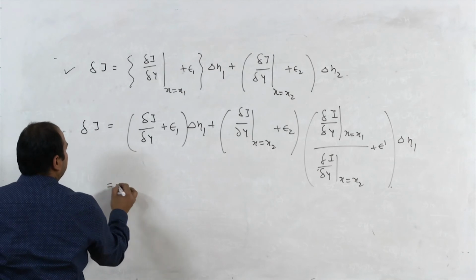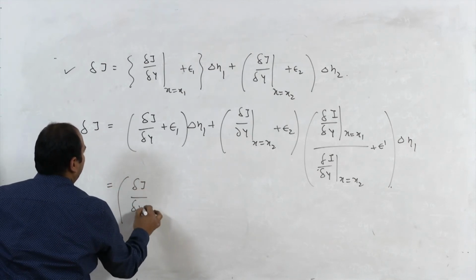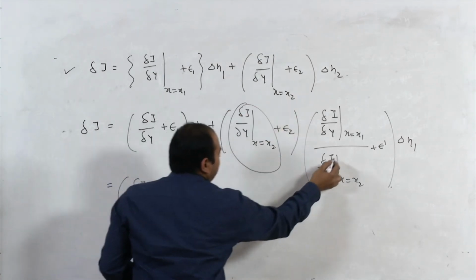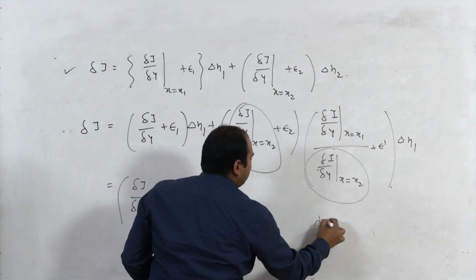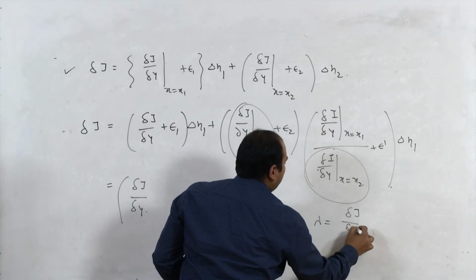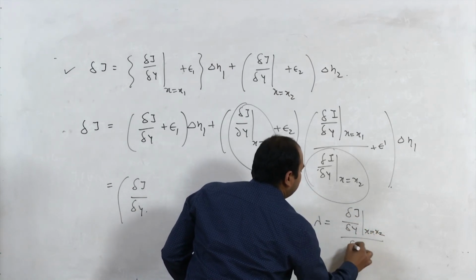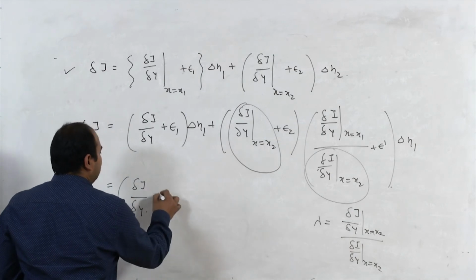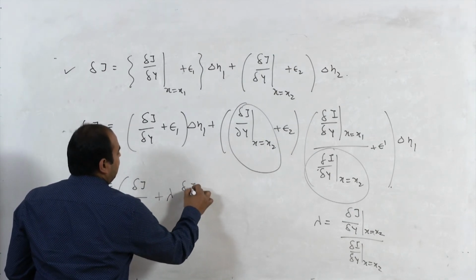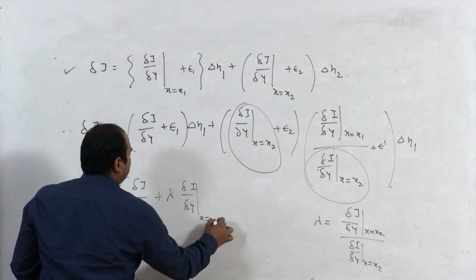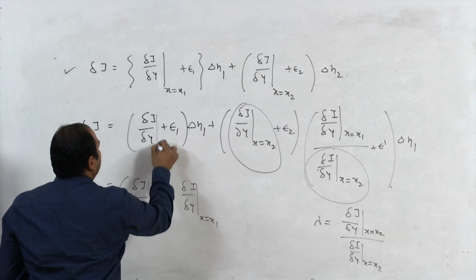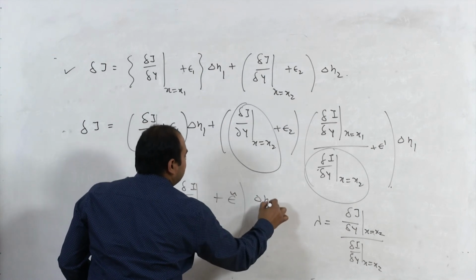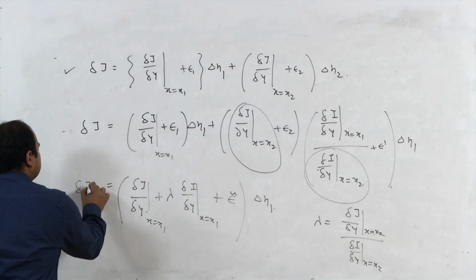When you simplify you will get delta j by delta y, and this quantity divided by this quantity we are assuming as lambda. So, here we are assuming lambda as delta j upon delta y evaluated at x equal to x2 divided by delta I by delta y evaluated at x equal to x2. If we assume this, then here we have lambda delta I upon delta y evaluated at x equal to x1, plus some epsilon tilde into delta eta 1. So, here your delta j is given in this particular form.